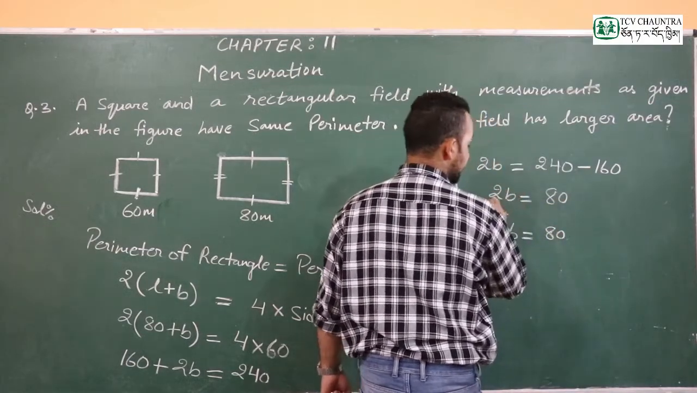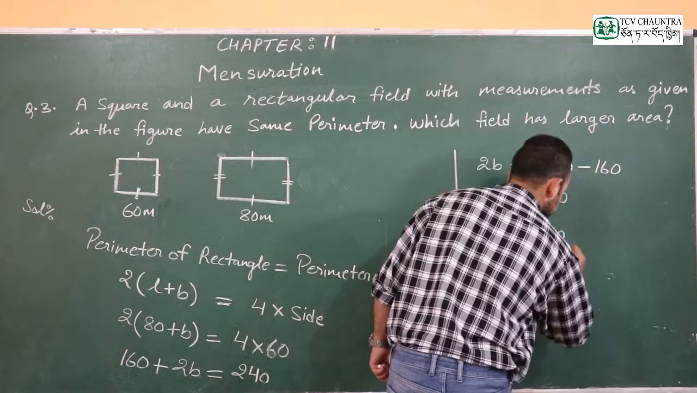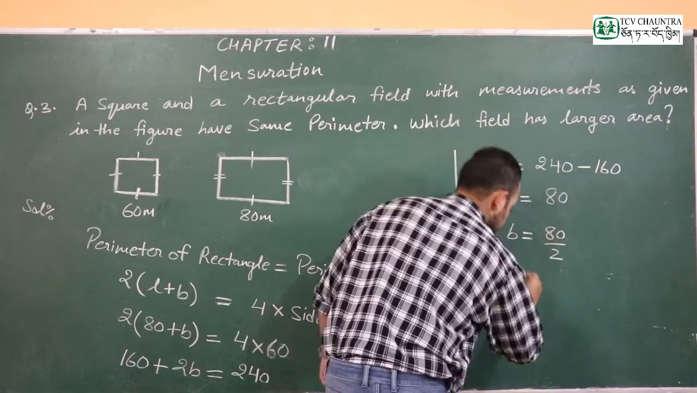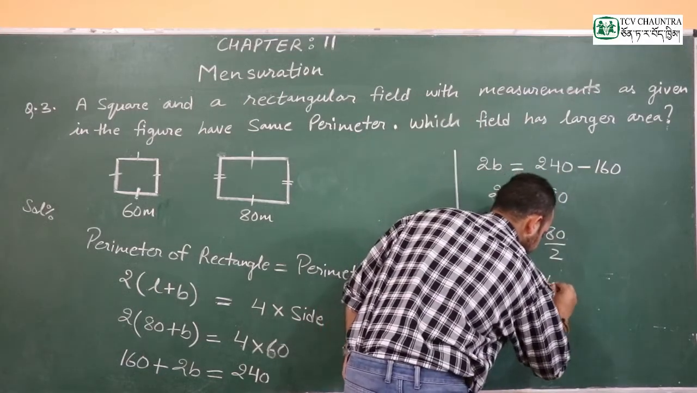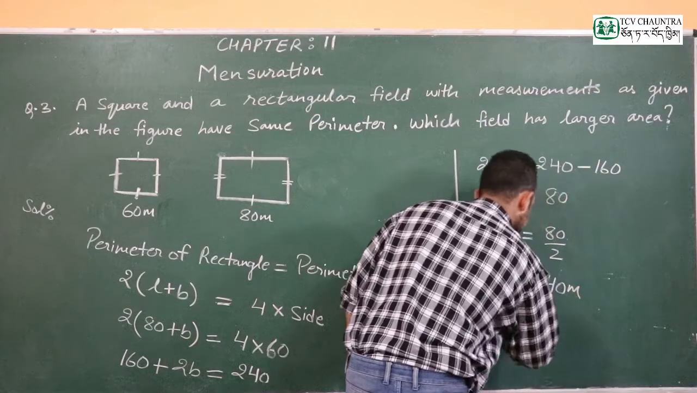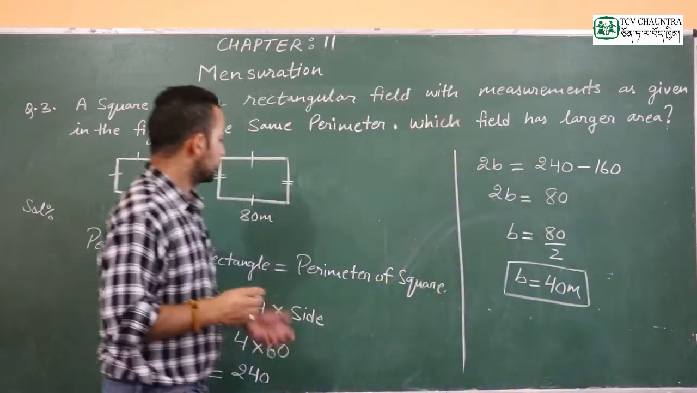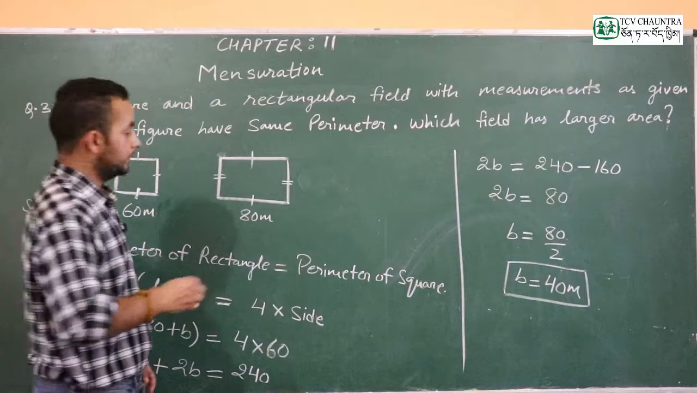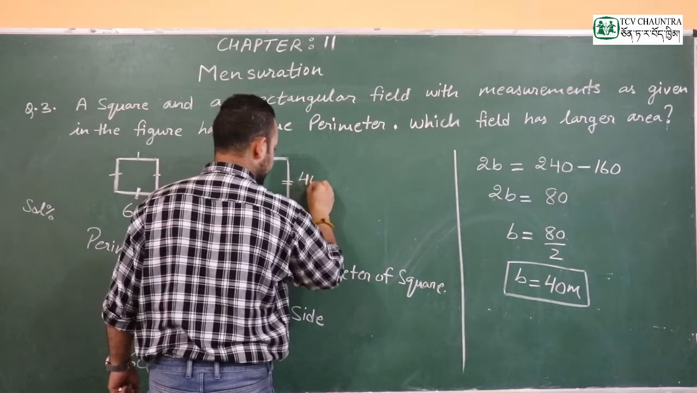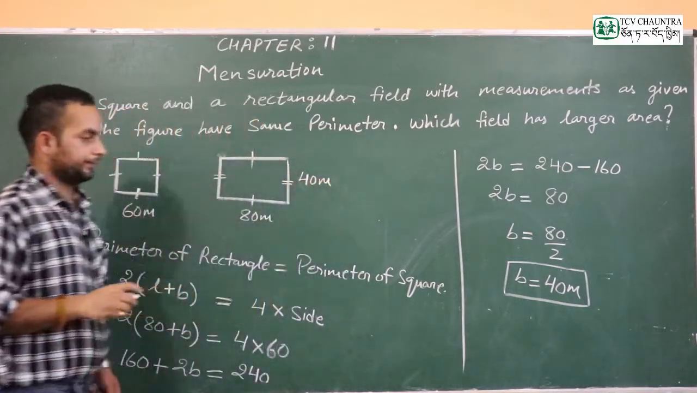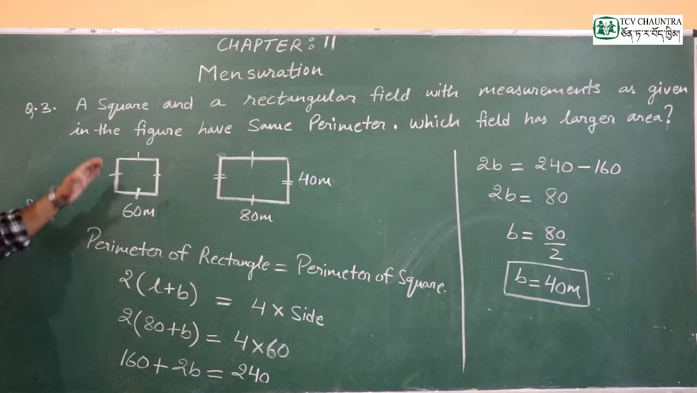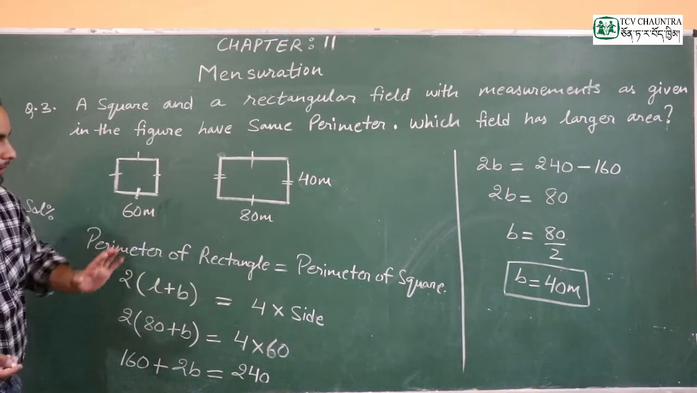2 is multiplied with b, so we divide by 2. Now make this into standard form. So the value of b is 40 meter. So you will get the value of breadth, which is 40 meter. Okay class, this is your part A.